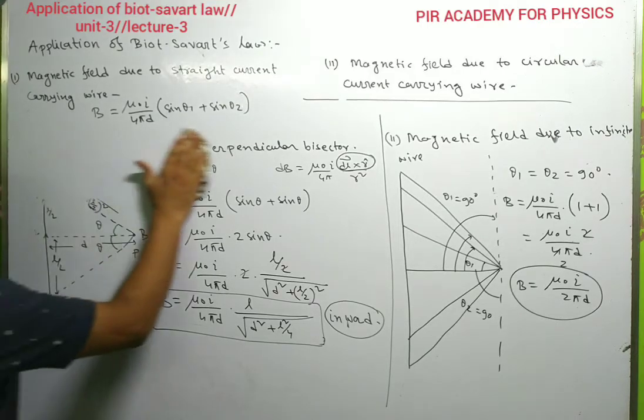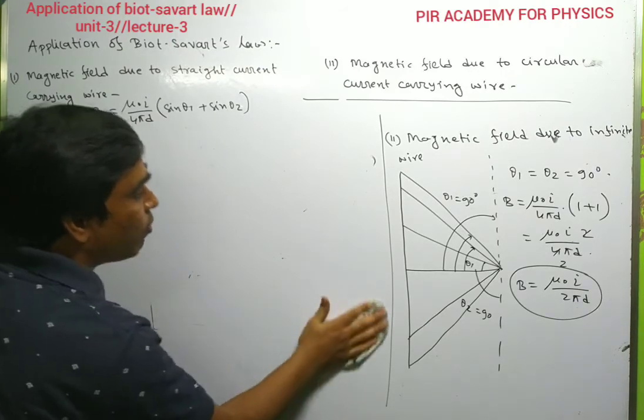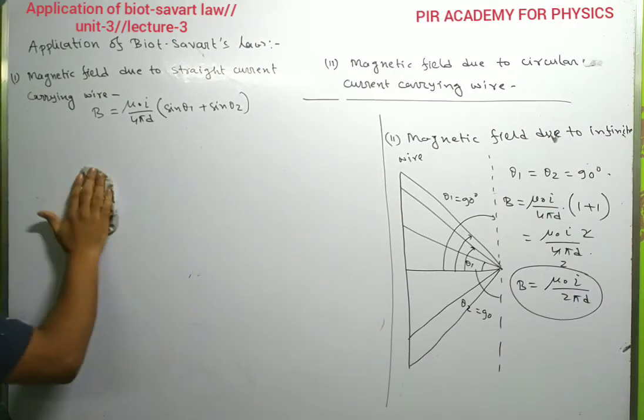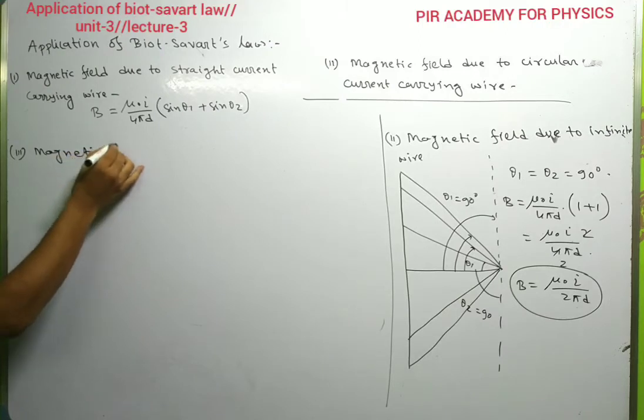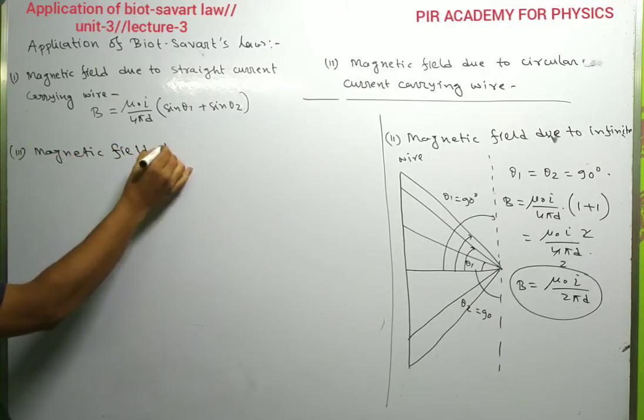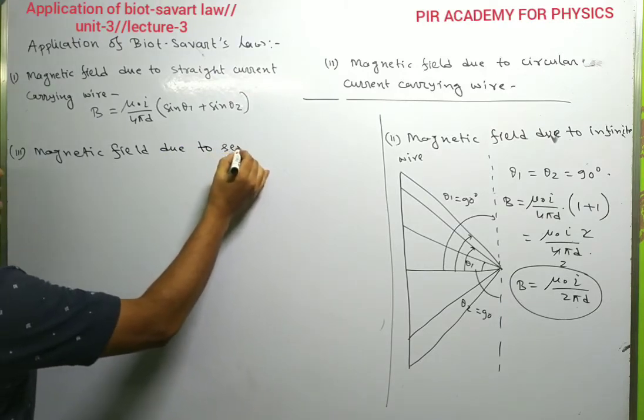If I want to calculate magnetic field due to a semi-infinite wire, so number 3 is magnetic field due to a semi-infinite wire.